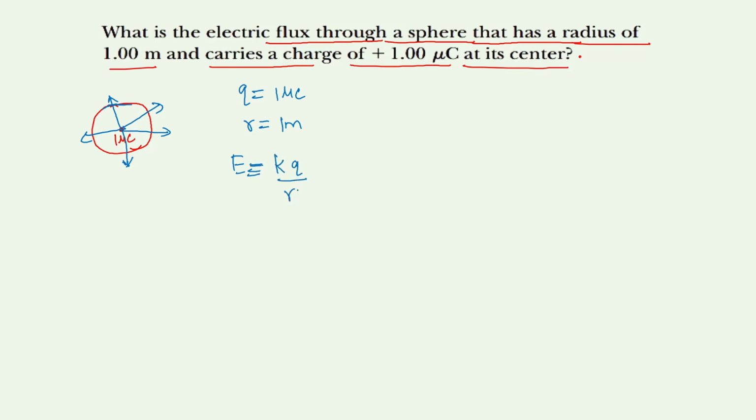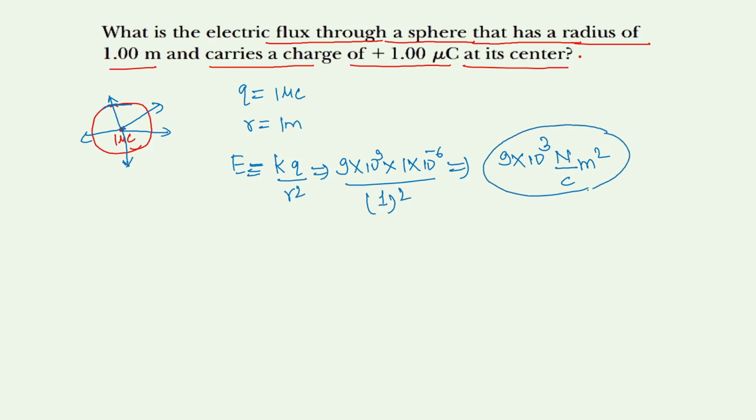It is given by kQ upon r square. Putting the values, we get 9 into 10 to the power 9, into 1 into 10 to the power minus 6, upon 1 square. On solving this, we get 9 into 10 to the power 3 Newton per coulomb. Since we have obtained the electric field, now we need to find the electric flux.